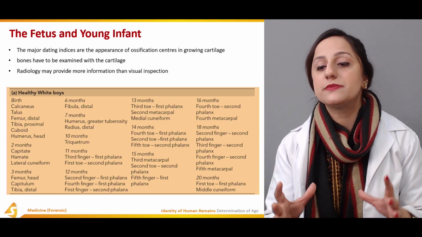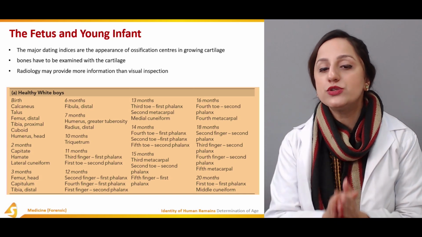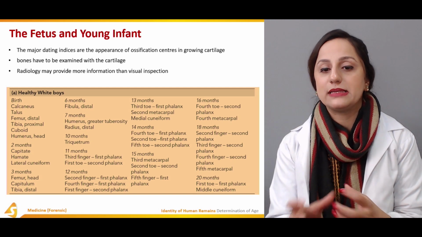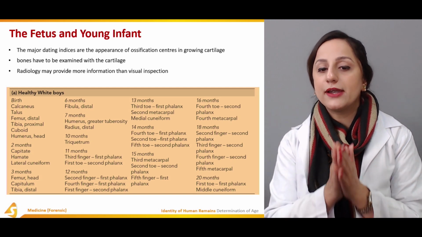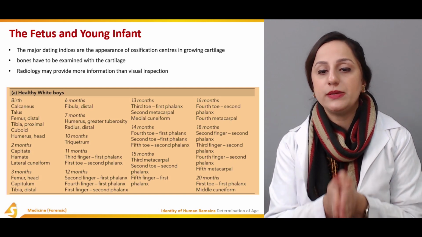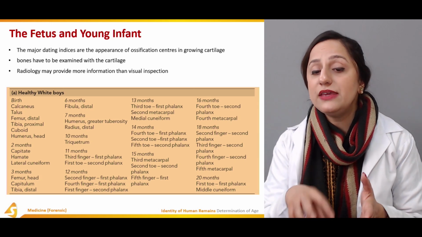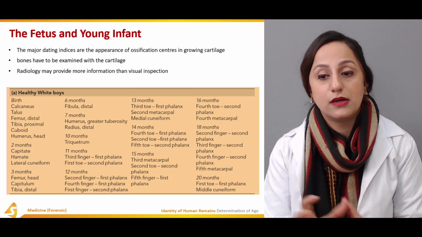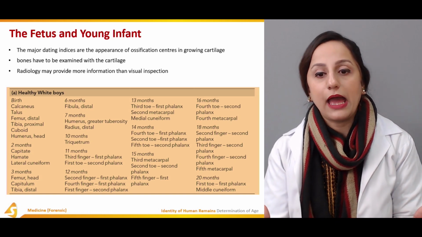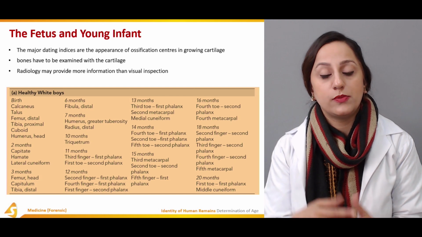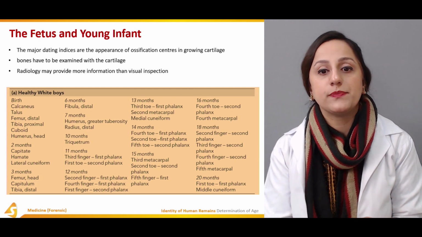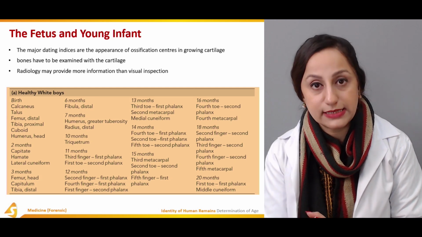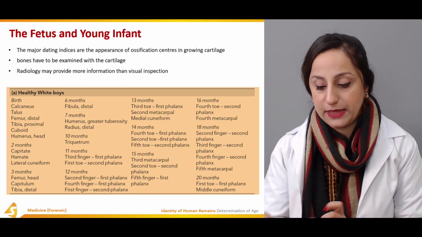So this whole table focuses on what bones appear and fuse at birth: the calcaneus, talus, femur, distal tibia. At 2 months, what bones, at 3 months, 6 months, 7 months. So we can even calculate age in months. When we know that it is an infant, and we are visualizing the bones through radiology, we can calculate the exact age of the baby.